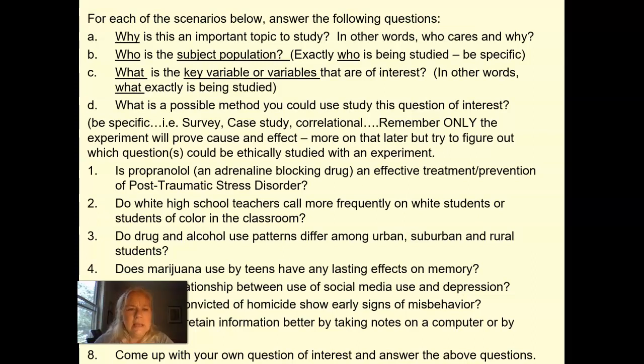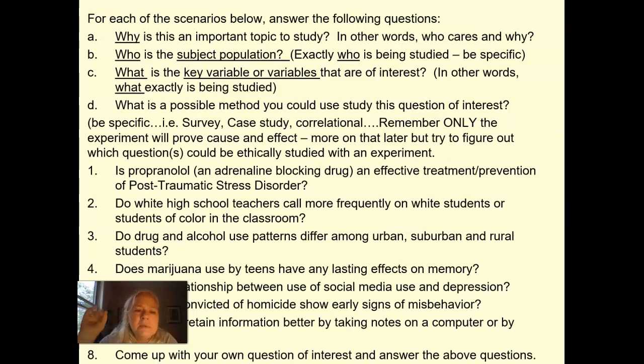One of the things that I like to talk about in class is propranolol. This is a study that was done to see if getting propranolol after a traumatic event occurs will potentially prevent post-traumatic stress disorder from occurring. So what I would like you to do for each of these scenarios, there are 8, is to think about why is this an important topic to study? Who cares and why? So just an example of who might care about a propranolol study, it's pharmaceutical companies. See if you can come up with a couple of instances of who cares.